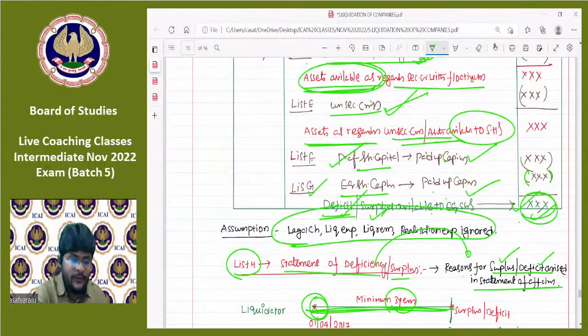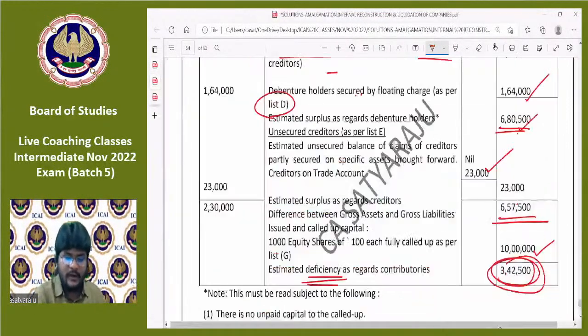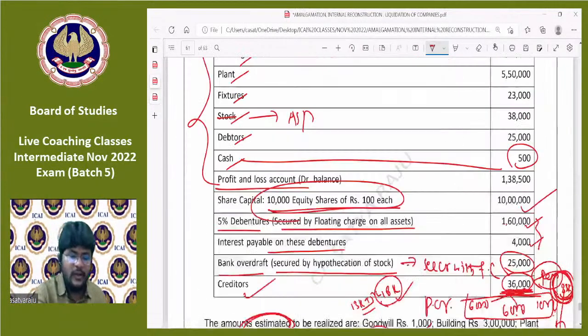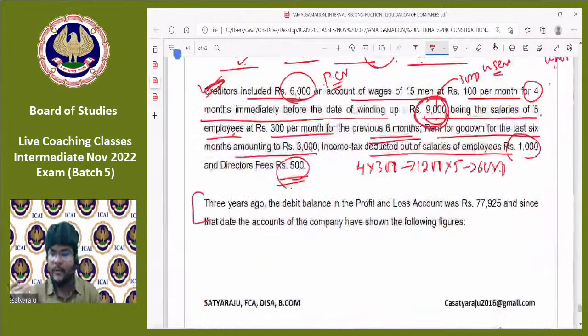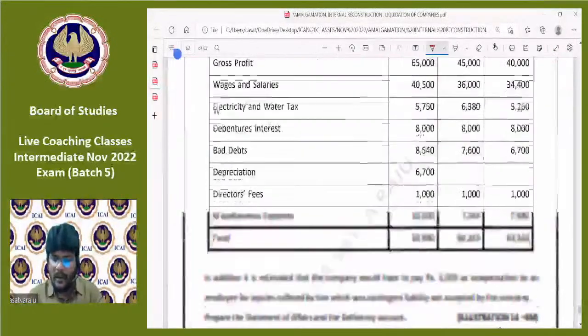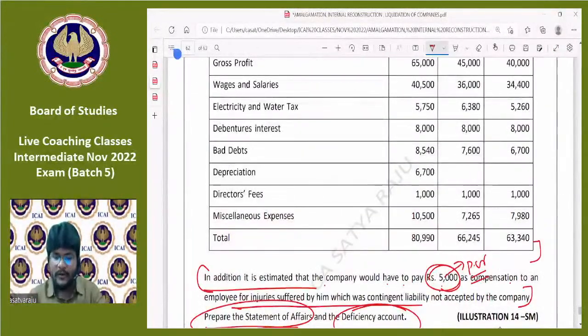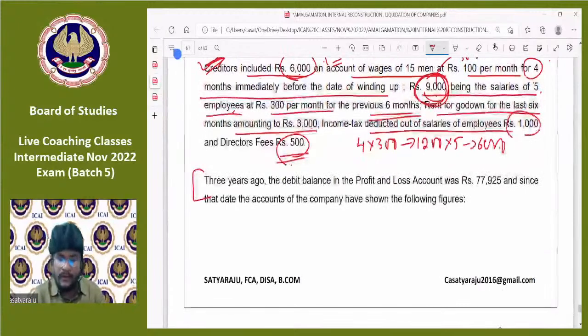Now, if you observe the last question, please consider, guys, all of you. In the last question, the estimated deficiency as regards contributors, how much did we get? 3,42,500. Actually, I read the question up to some extent; now I want to continue the remaining part. Please consider, all of you. 3 years ago, exactly, he goes back 3 years.